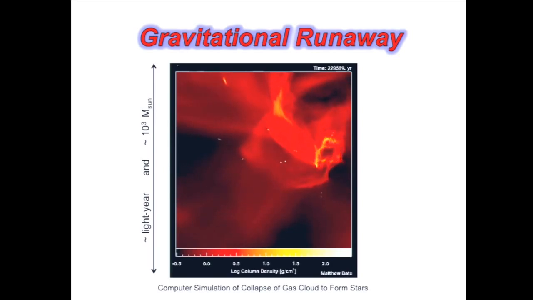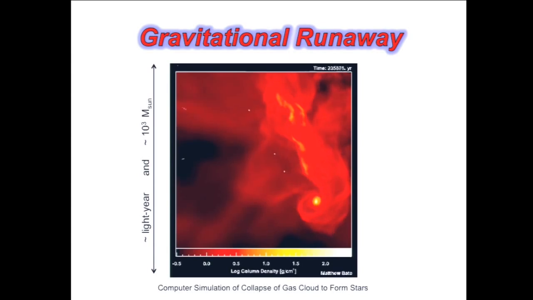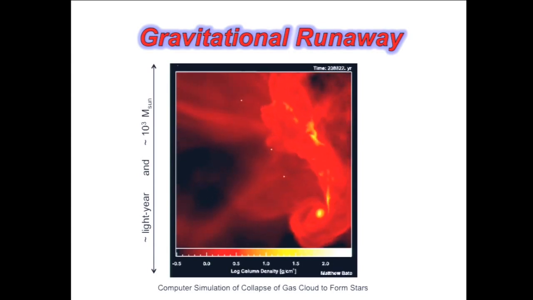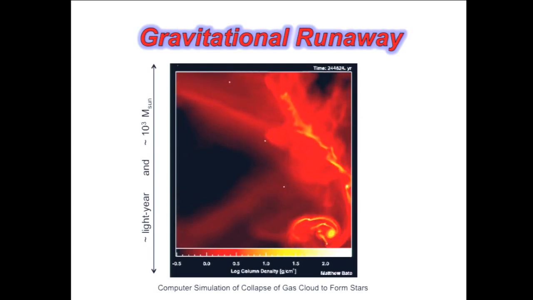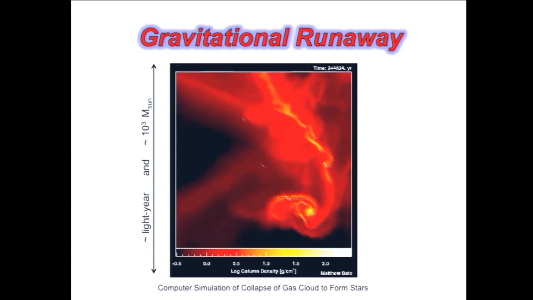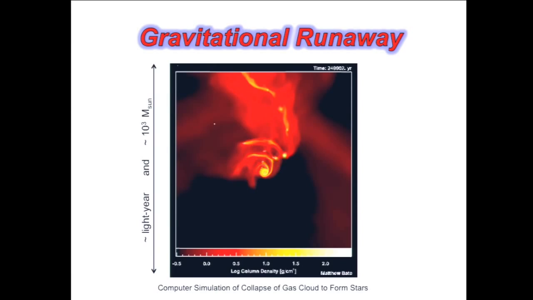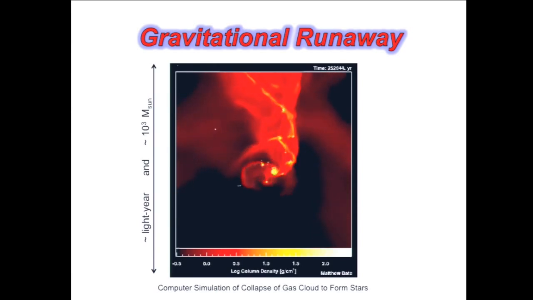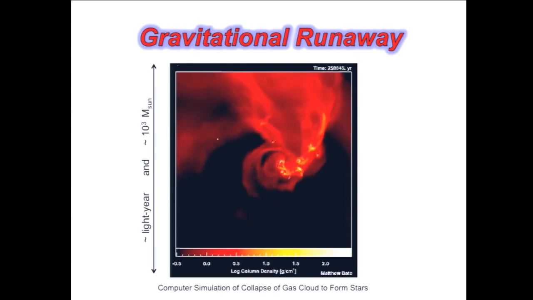As time goes on, you can really start to see how, as stuff falls in, it doesn't fall directly into the center. Instead, it starts to rotate and form one of these swirling disks, illustrated here. So at the center of this disk is a newly formed star, and in this disk is where the planets around that newly formed star are going to form.